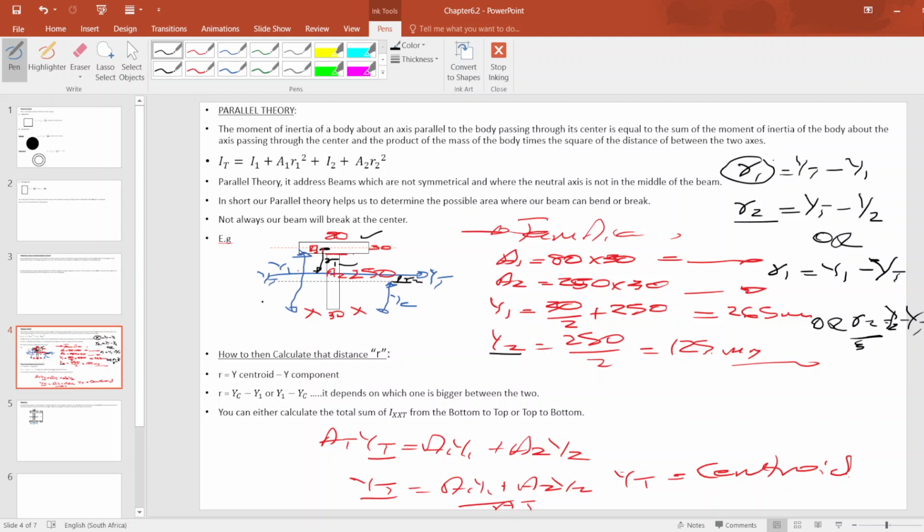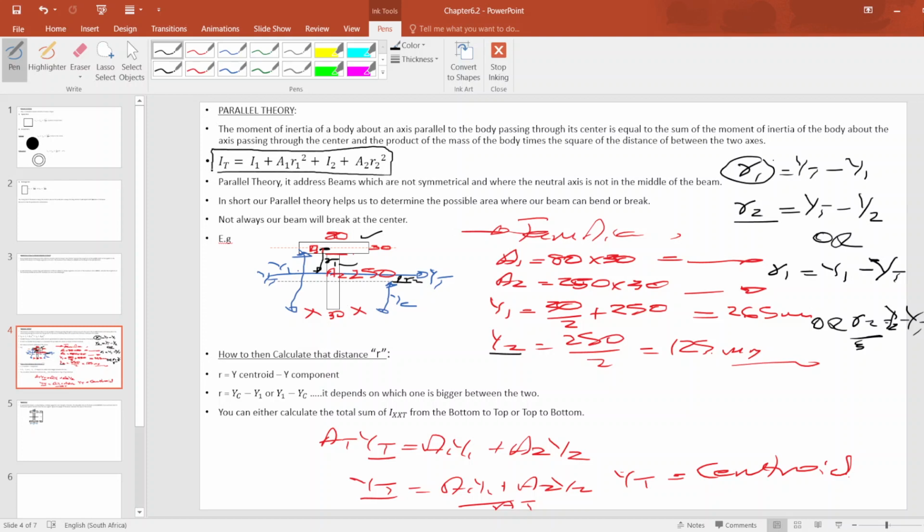The distance R, like I'm saying, you calculate it from center to center. It will be Y centroid minus Y component, or, like I said, it depends on which one is bigger between the two. R equals YC minus Y1 or Y1 minus YC. This is how we calculate the distance R. And this is the parallel theory.